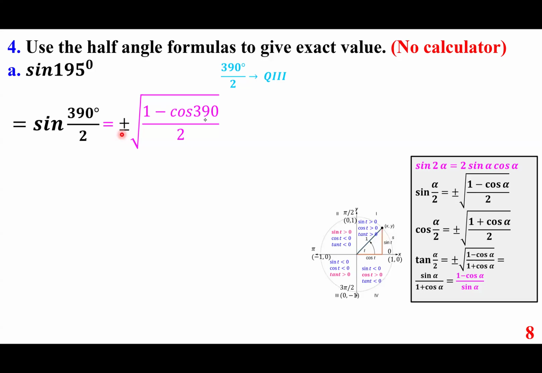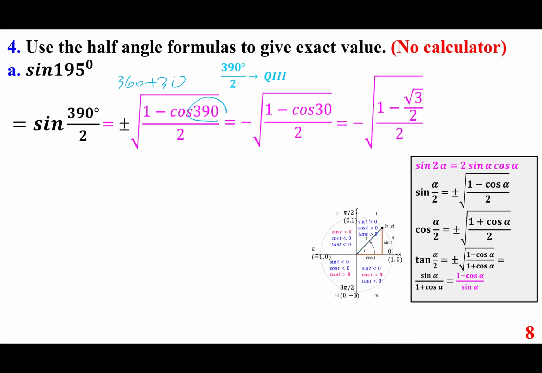Now, before we change it, remember 390 is the same as 360 plus 30. So it's just the same as 30, right? It's a complete cycle. And cosine of 30 is square root of 3 over 2. And now you have a complex fraction. You're going to multiply the top and the bottom by 2 over 2. First, the bottom becomes 4, comes out as 2. This one, 2. This one cancels out this one. So square root of 2 minus square root of 3. Don't forget the negative sign.